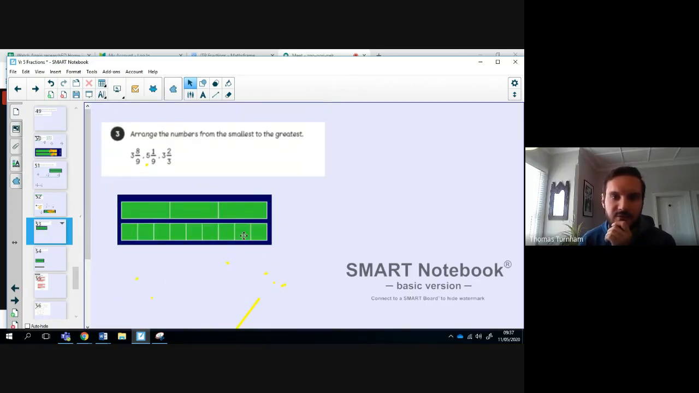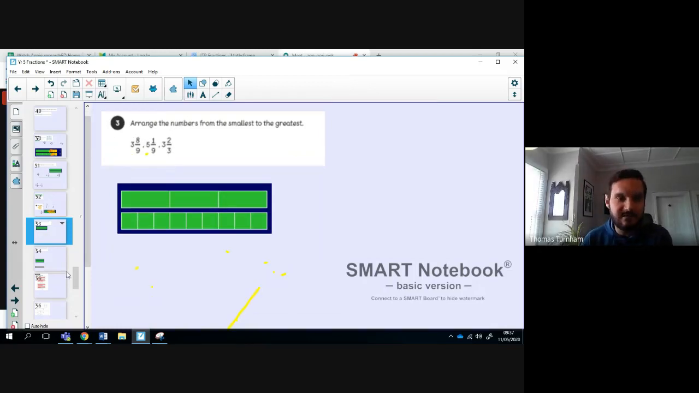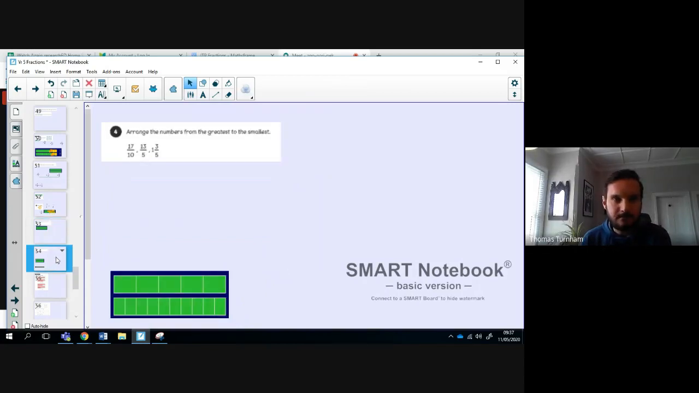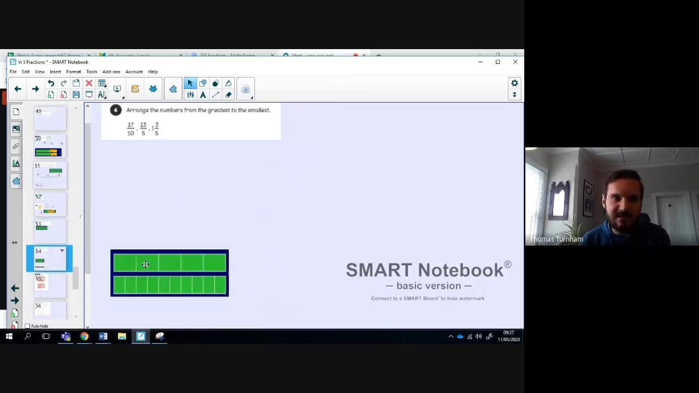Each third was worth 3/9. So 2/3 is worth 3/9, 6/9. So 2/3 is 6/9. 3 and 8/9, therefore, is bigger. So I know it's going to go 5 and 1/9, 3 and 8/9, and my smallest is going to be 3 and 2/3. Okay. Do you know what? I think we're going to skip this question.